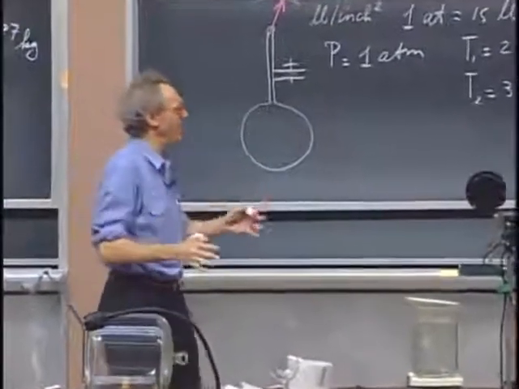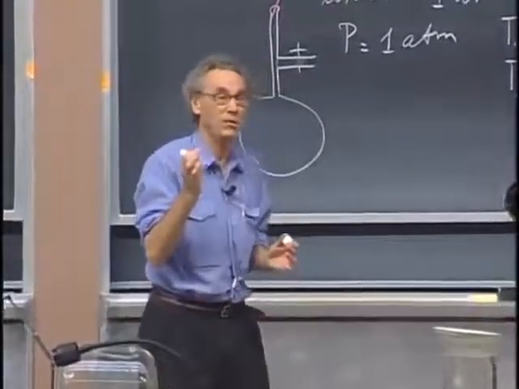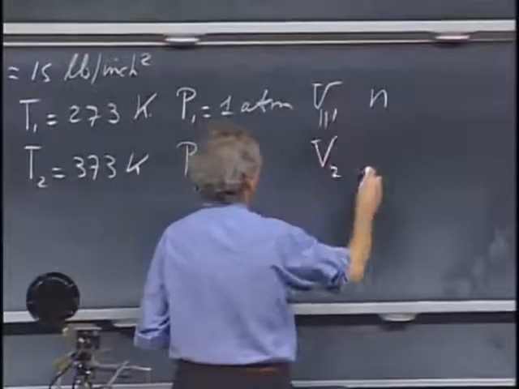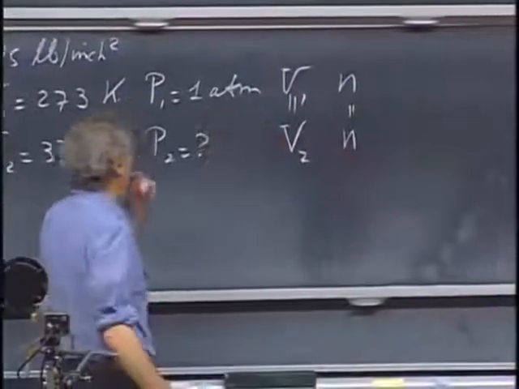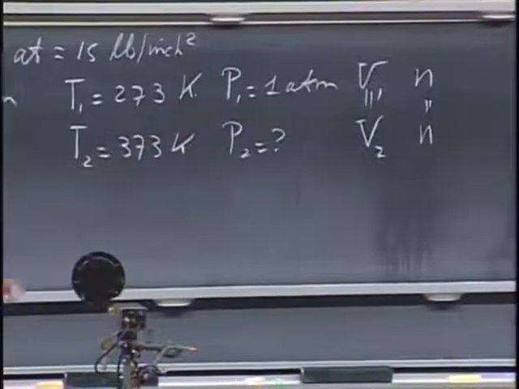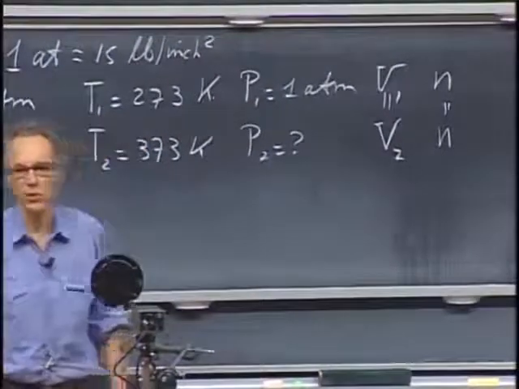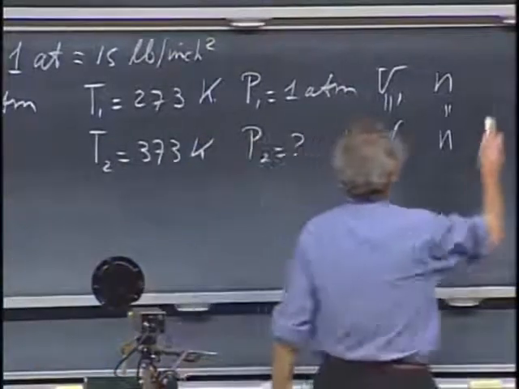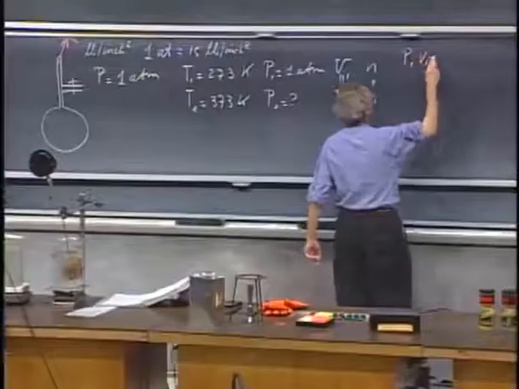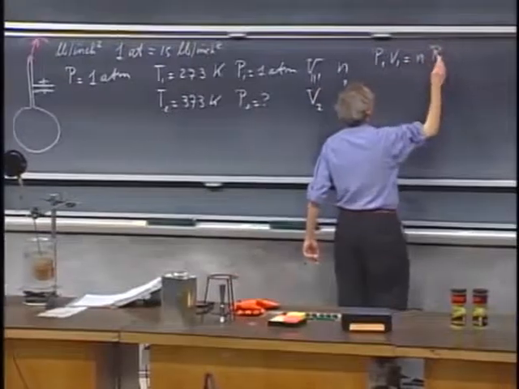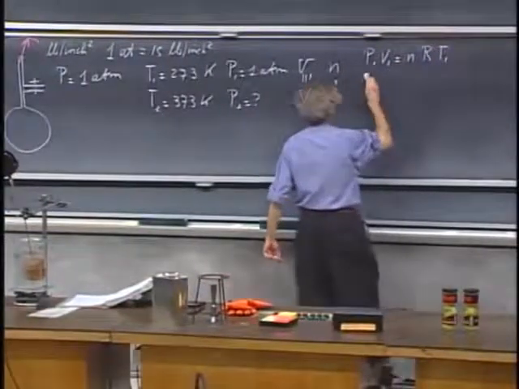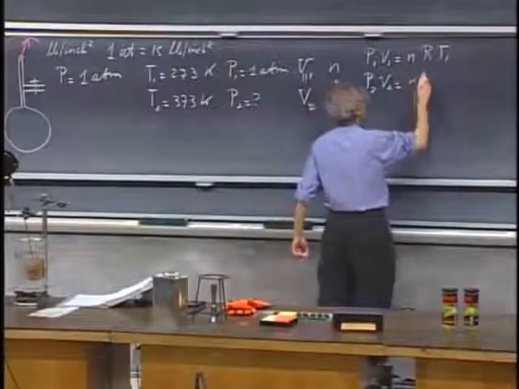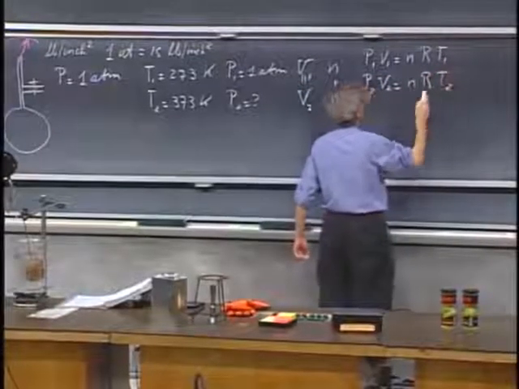So we can forget the fact that V2 is just a hair larger than V1. It's close enough to say that these are the same. And of course, we have the same number of moles. So now we can predict with the gas law what the pressure is going to be when we stick it in the boiling water. So we're going to get that P1 V1 equals nRT1, P2 V2 equals nRT2.